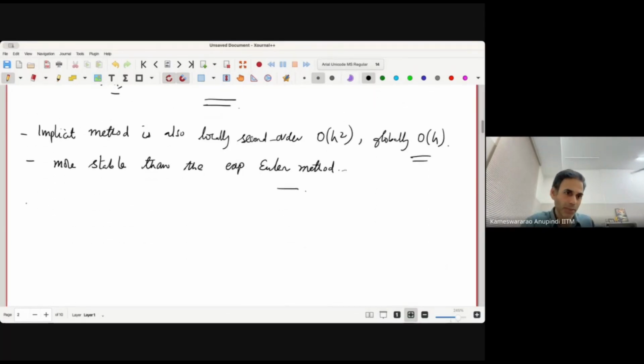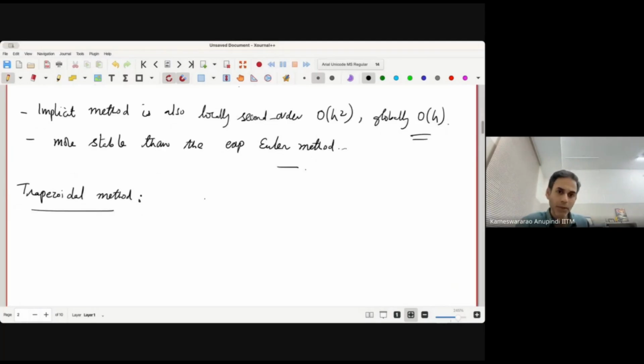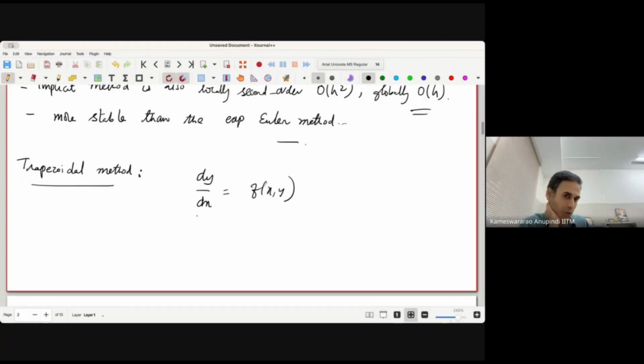Let us move on to the trapezoidal method. So what we have is basically dy dx equals f of xy. So this is the first order initial value problem that we are trying to solve.